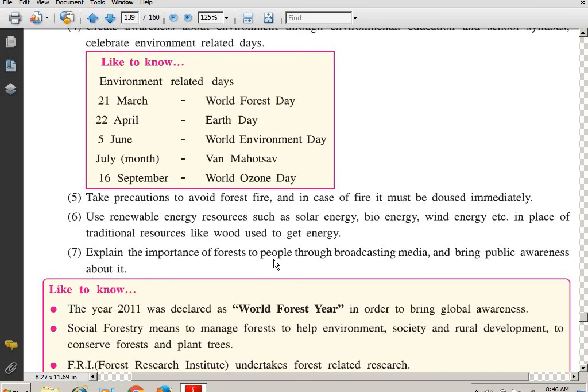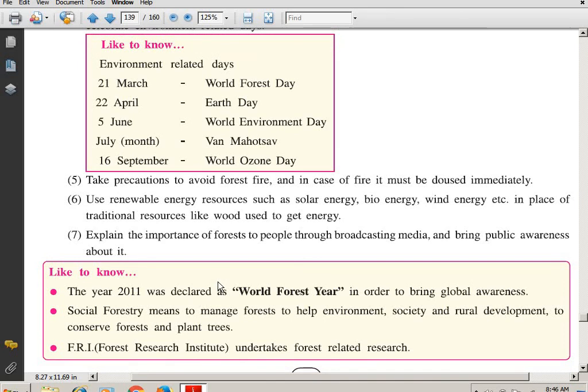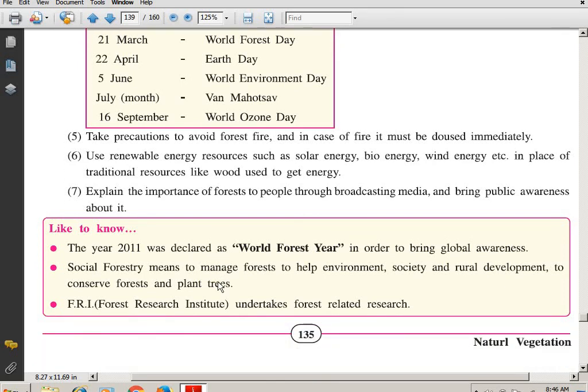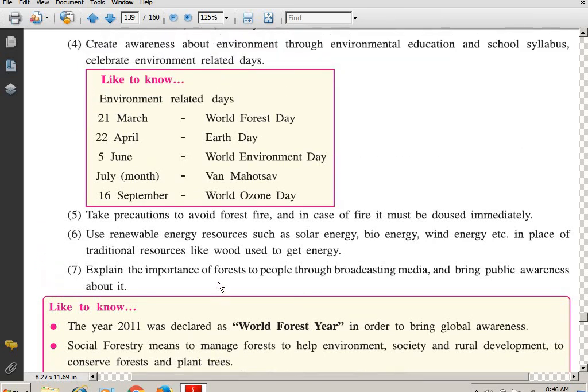Explain the importance of forest to people through broadcasting media and bring public awareness about it, about the importance of the forest to the people. And so students, these are the seven points by which we can take precautions and conserve the forest.